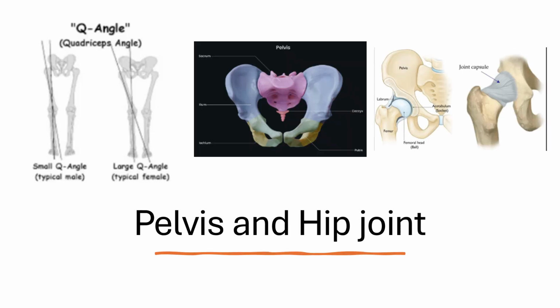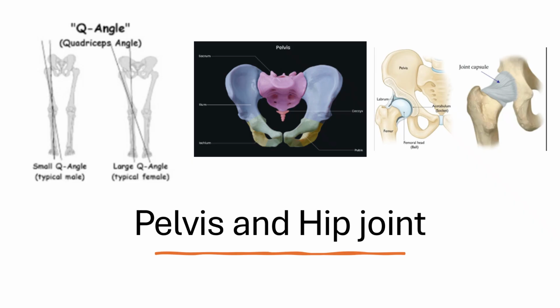So, as y'all can see here, this is the pelvis, and it has four main components. We have the ilium, which is the top portion, you have the ischium, which is the bottom portion, and you have the pubis, which is the part that kind of looks like it connects in the middle, and then you have the sacrum, which is the big bony part in the back.